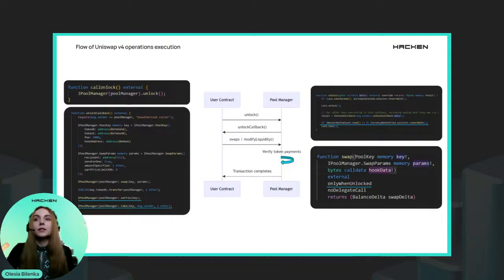Also, please notice in the highlighted lines inside unlockCallback, we have calls to take and settle. These functions handle token payouts, either paying the protocol or receiving owed tokens, and we will also dive into them in more detail soon. But for now, let's move to the hands-on part and observe the Uniswap V4 operations flow in action.